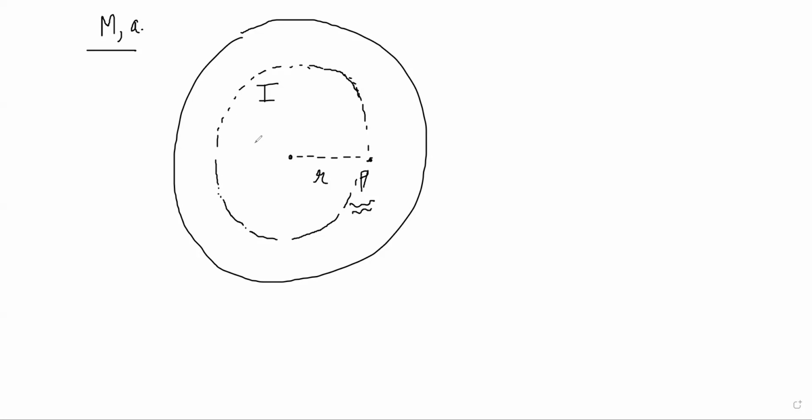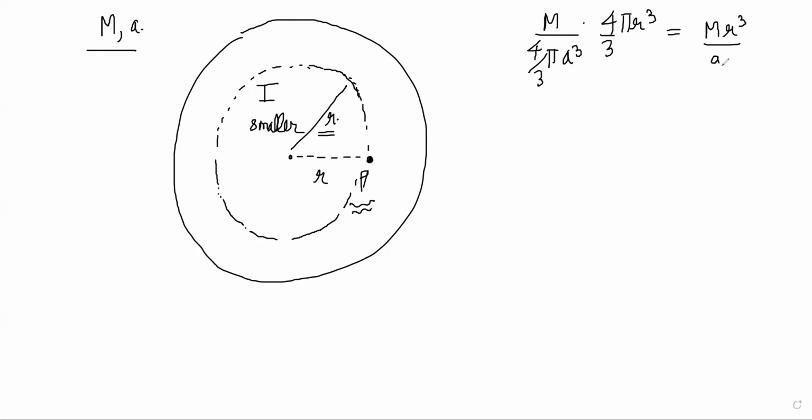I'm going to take one solid sphere, a smaller solid sphere, as if it's inside and this point P is outside it. Just now in part one, we know how to do that. If it is a smaller solid sphere, we know how to find the potential outside. So this smaller sphere has radius r. What is the mass in this sphere? We can say M by 4/3 π a³ times 4/3 π r³. This is the mass inside the smaller sphere. Basically, it is M times r³ by a³.